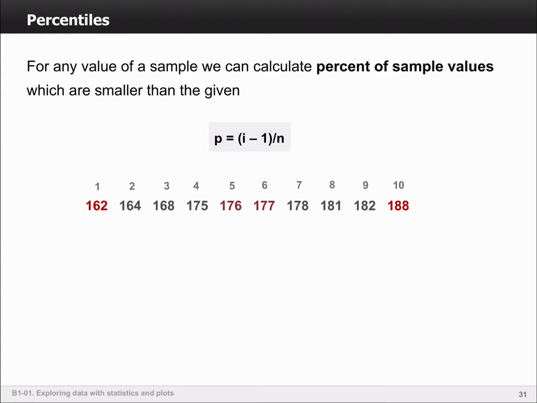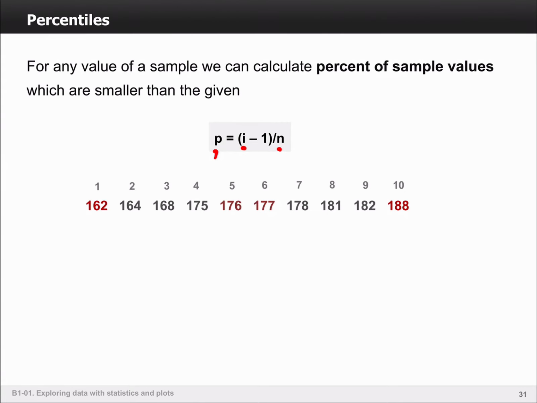And this statistic is called a quantile, or sometimes it's called a percentile. We will discuss the difference soon. There are several ways to calculate a sample quantile. One of the ways is this one. You can see the formula here. So the quantile or percentile is the rank of the value minus 1, divided by the number of values.